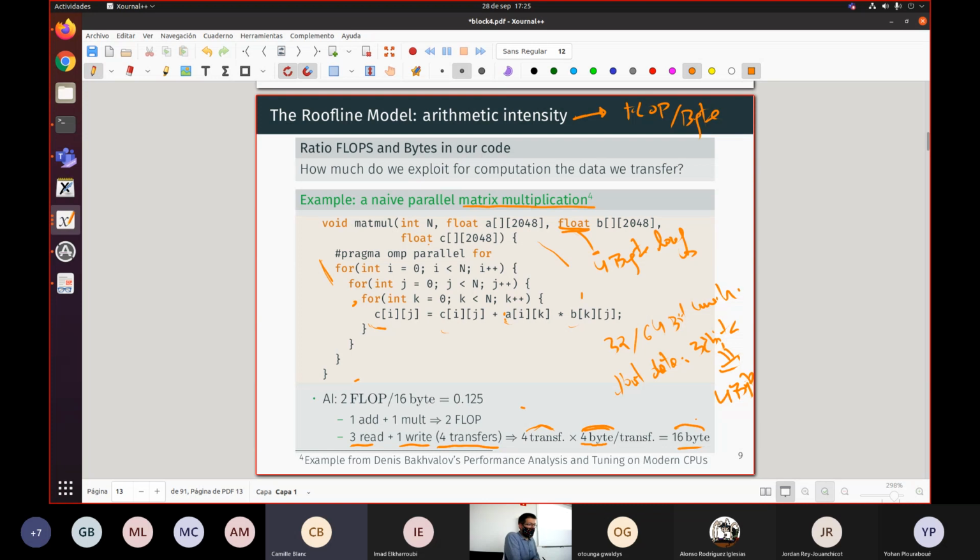And we are only executing 2 floating point operations. How can we improve this? Reducing the number of memory accesses, exploiting our cache. So we should look at the cache.